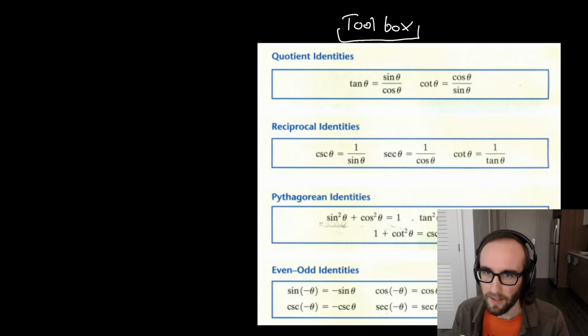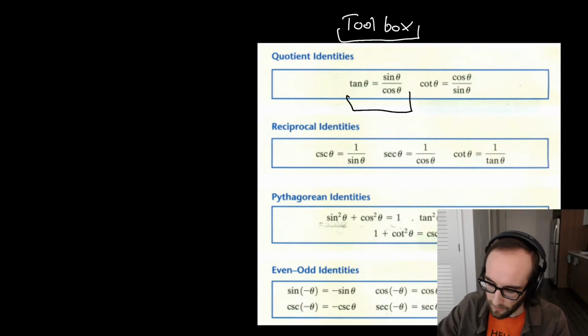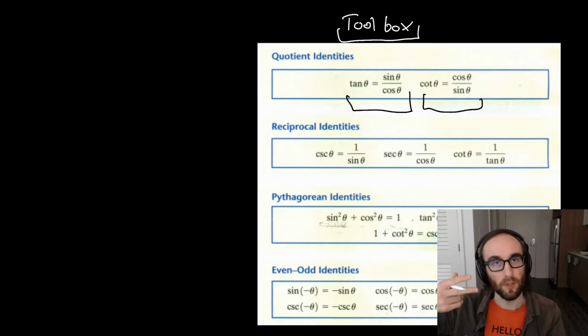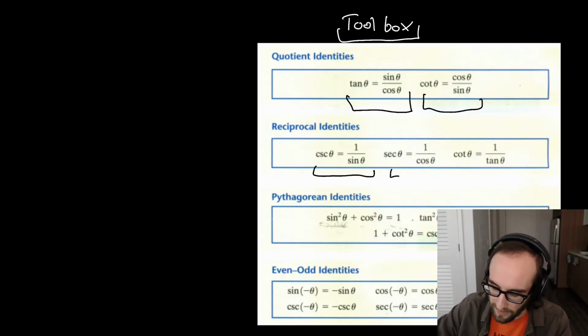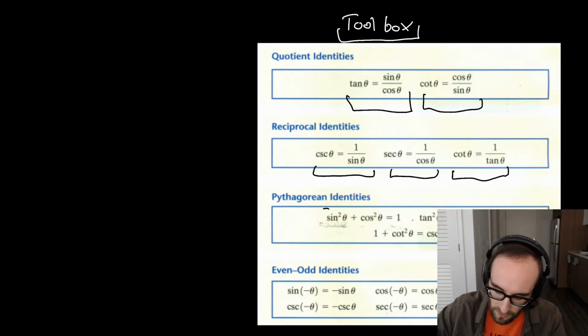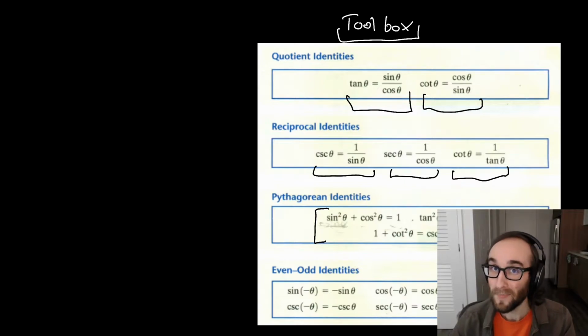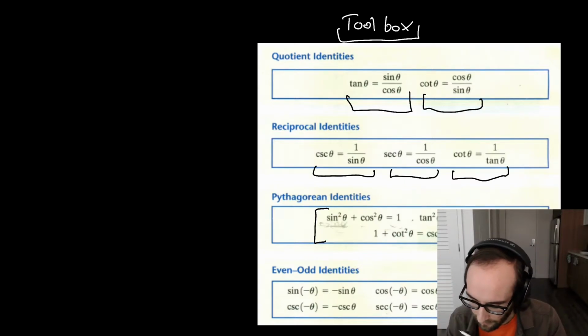We should remember tangent equals sine over cosine. Cotangent is just the reciprocal of that. Reciprocal identities, we defined cosecant, secant, and cotangent using these. Pythagorean identities we saw using the Pythagorean theorem. We looked at the unit circle and we had a right triangle inside of there. And then the even odd properties we can see using the unit circle.